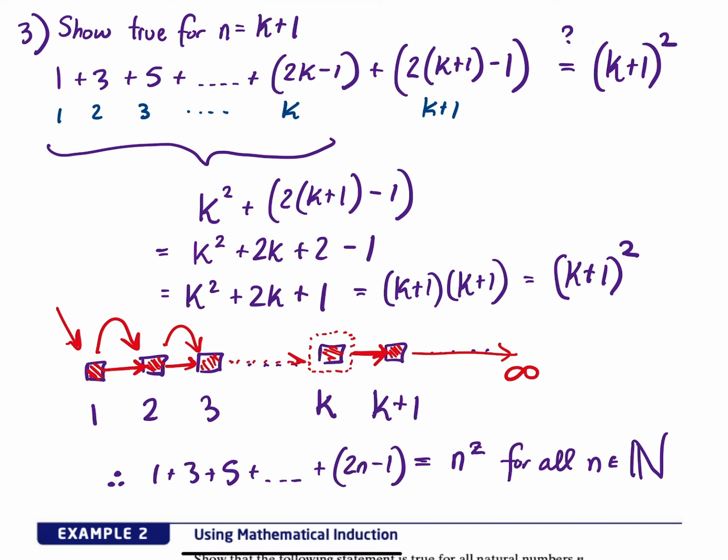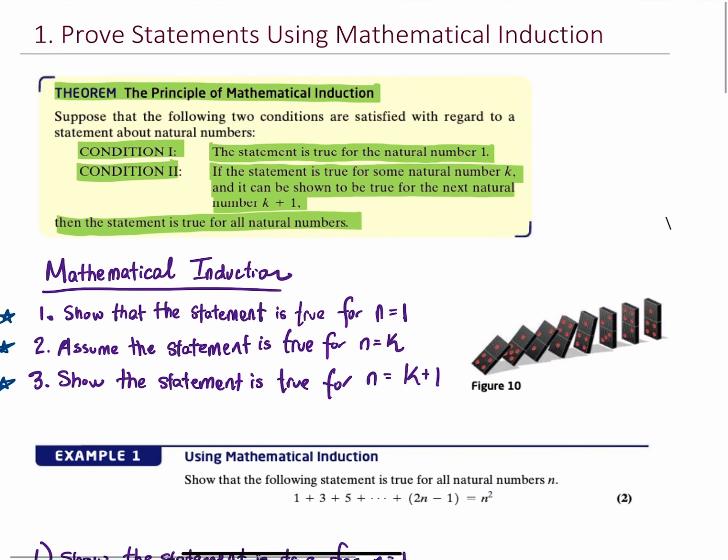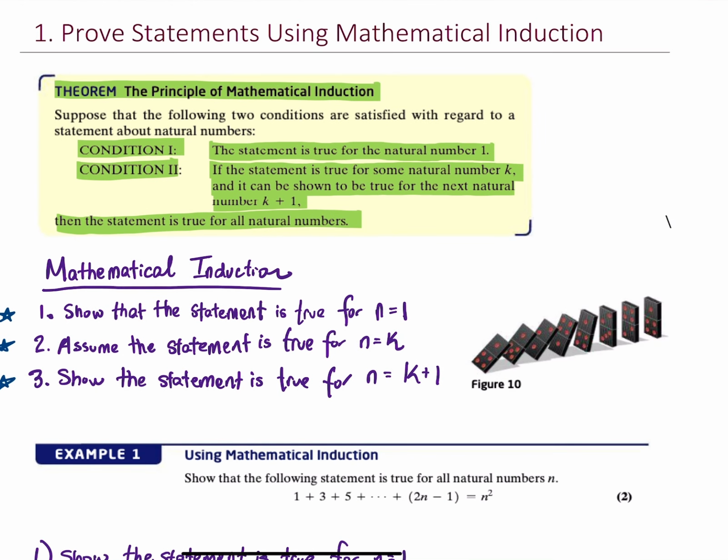So let's go back and look at their description, just to read through again. So it banks on two conditions. The first condition is that the statement is true for 1. So we kind of set our initial condition. Then we say, if the statement is true for some number k, it can be shown that it's true for the next natural number k plus 1. So those are the two pieces that we need for a proof by induction.